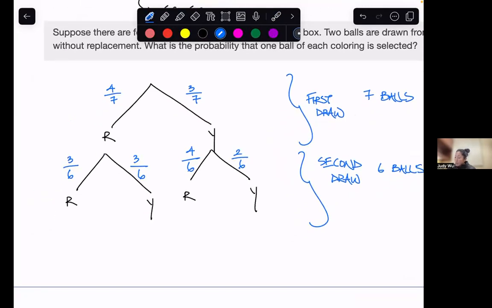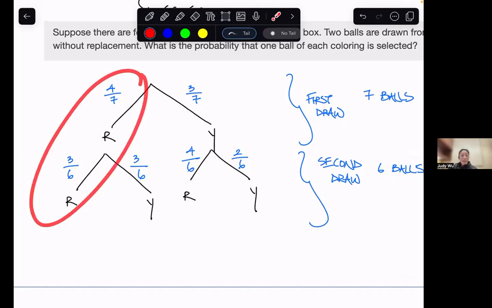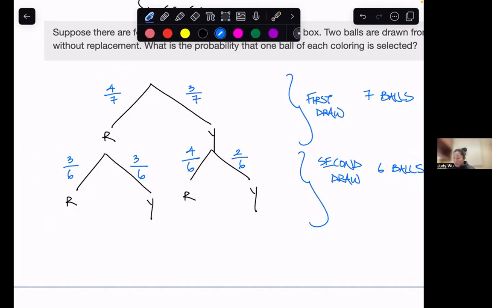Now, the way these work, we're going to go ahead and multiply down each branch. So I'm going to multiply this red times red to find the probability of choosing a red ball and then another red ball. So the probability of red and red is 4 over 7 times 3 over 6. And fractions, we just multiply them across, so we get 12 over 42.